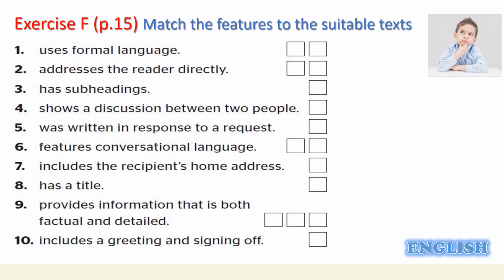With reference to the 4 texts, you will figure out that these texts have different features and similar ones. In exercise F, page 15, we will match the features to the suitable texts. Keep in mind that some features will be found in 1 text, 2 texts, or even 3 texts. Stop the video and do the task.